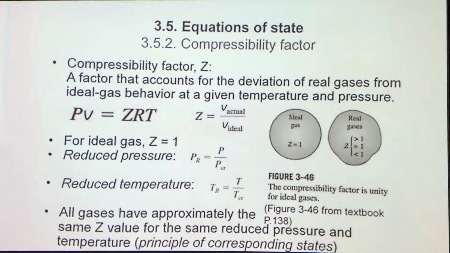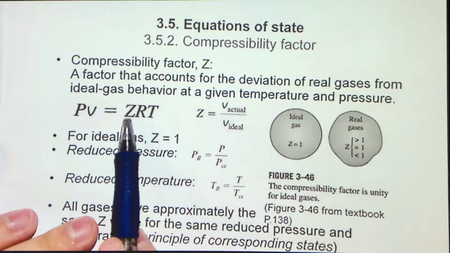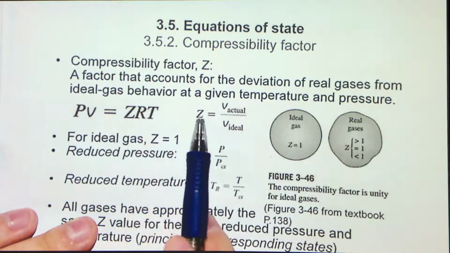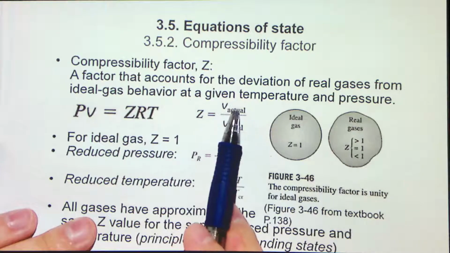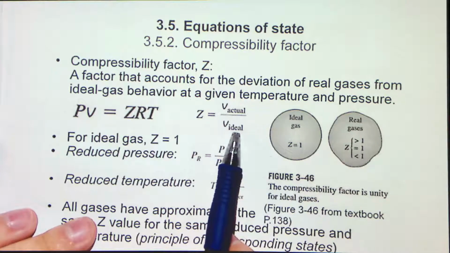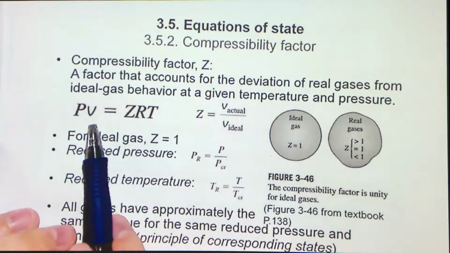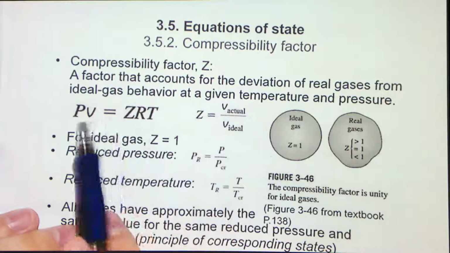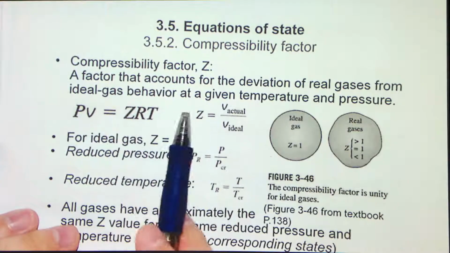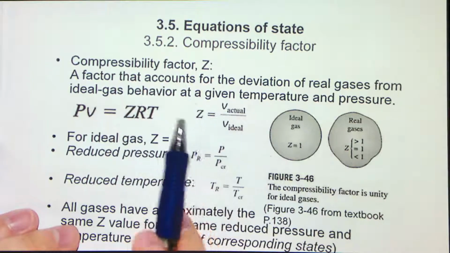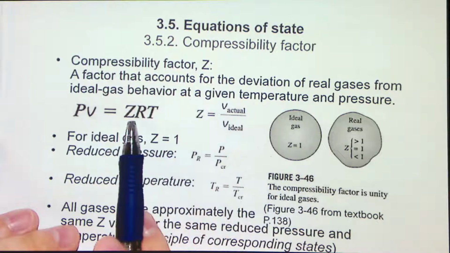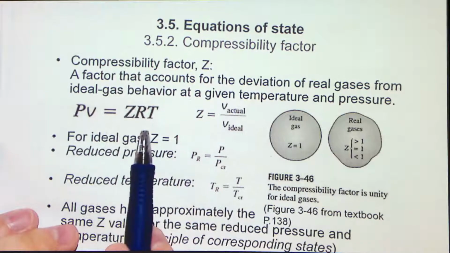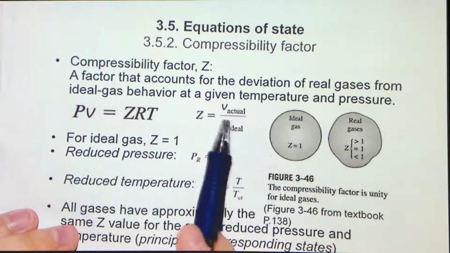We will add one more factor inside this ideal gas equation: PV equals Z RT. The Z is defined as V actual divided by V ideal. This V, of course, is the actual volume. If you just plug this in, you will see that the V actual cancels and it becomes the ideal gas equation. So we include this as the compressibility factor and compute with this equation. For the ideal gas, Z is equal to 1, so we again get the ideal gas equation, and V actual will be equal to V ideal.